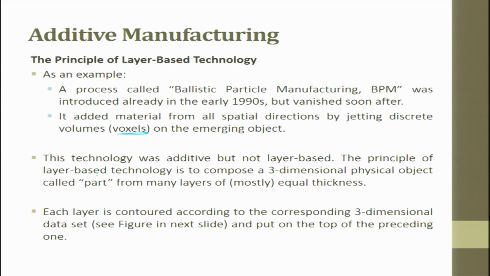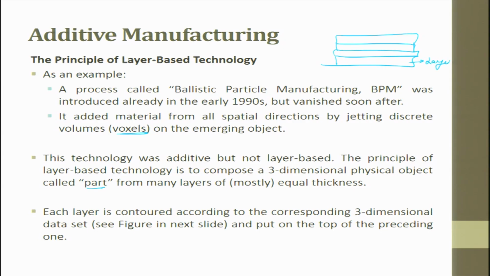The principle of the layer based technology is to compose a three-dimensional physical object called part from many layers of mostly equal thickness. Today we also talk about variable thickness, but primarily the machine is expected to do a standard thickness only. Each layer is contoured according to the corresponding three-dimensional data set and put on to the top of the preceding one. So, that means to say, I place one layer, I place the next layer, I place the third layer, I go on to the fourth layer. So, I place layer by layer.